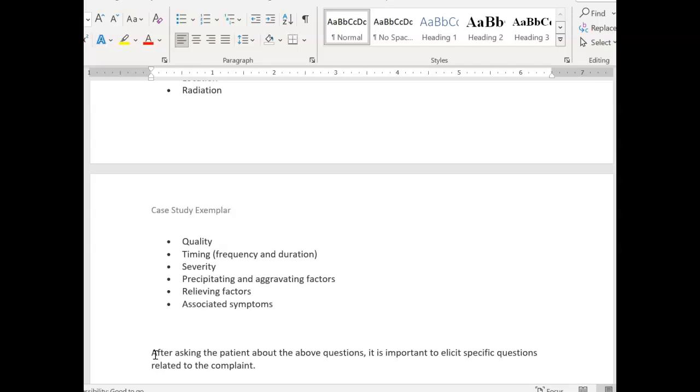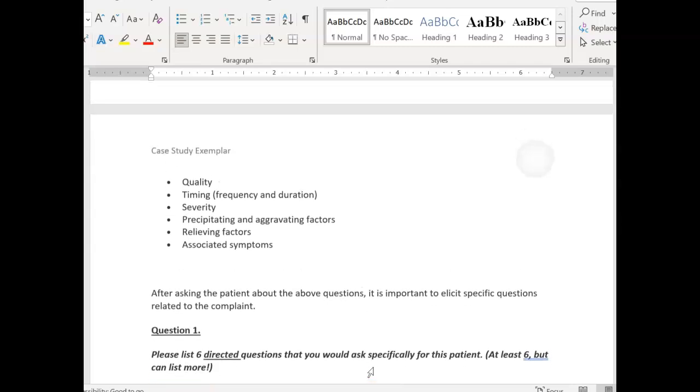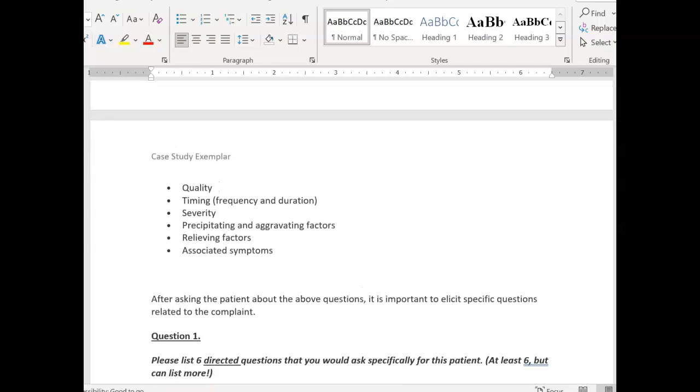Okay, so after you get those basic questions, it's important then to elicit specific questions related to the complaint. So now we want you guys to start thinking, okay, what else would I need to know? What other questions would I want? And so the first question is list 6 directed questions that you would specifically ask for this patient. You have to put 6 down, but you can list more, okay?